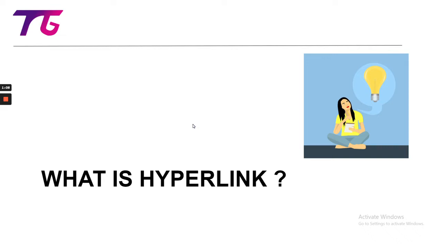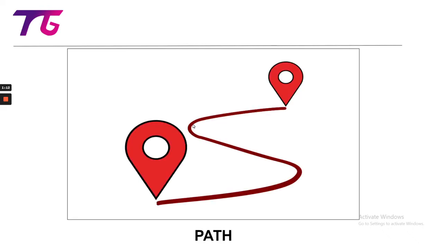We know that if we are willing to reach some destination, there is a path between two places that joins or links the two places, so that we can reach from one place to another. Similarly, in the case of websites also, web pages are linked with hyperlinks so that we can access information randomly.